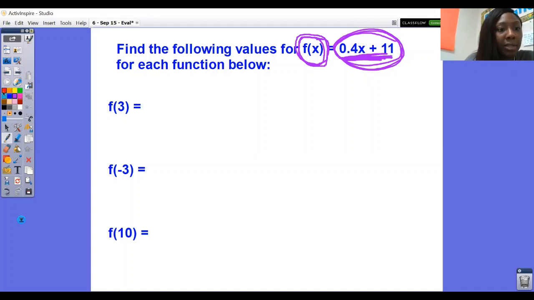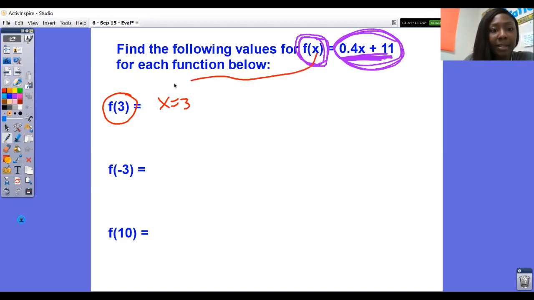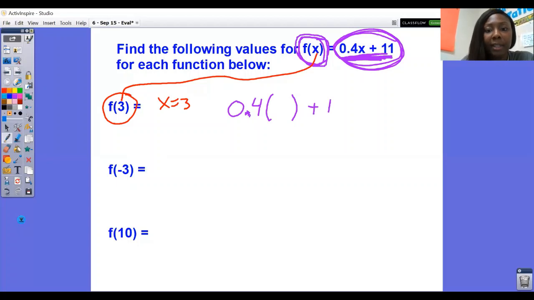over here. So let's start with f of 3. F of 3 just means x equals 3. Notice how instead of an x, we have a 3. That means that x is going to get substituted for a 3 each time we want to evaluate. So we have 0.4, and instead of writing x, remember I'm going to use a set of parentheses because that's where I'm going to plug in my x, plus 11.